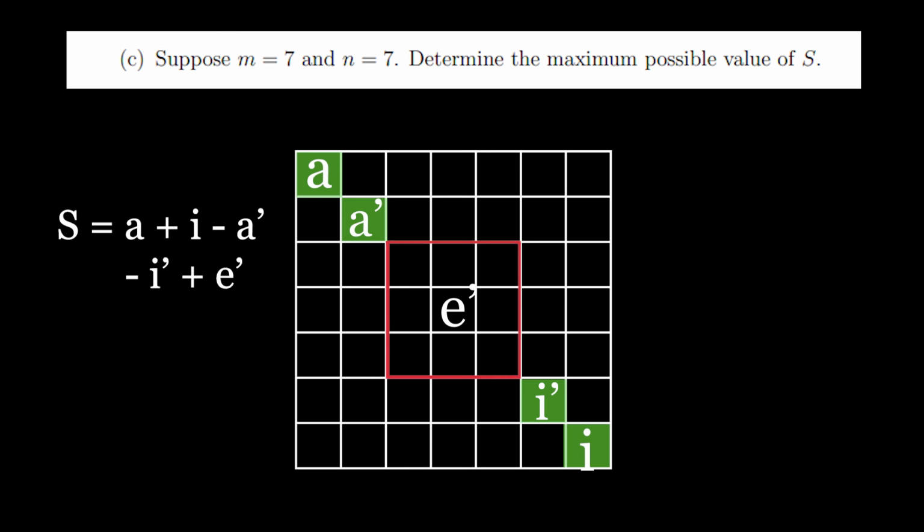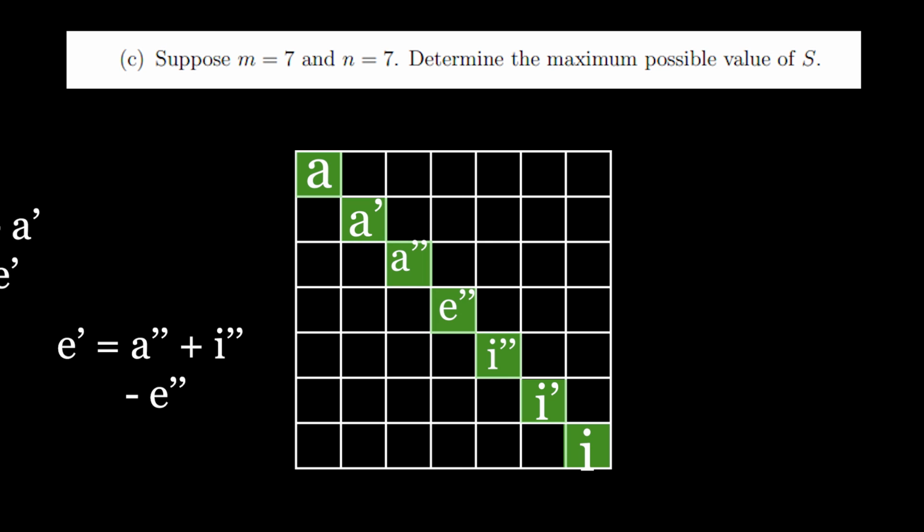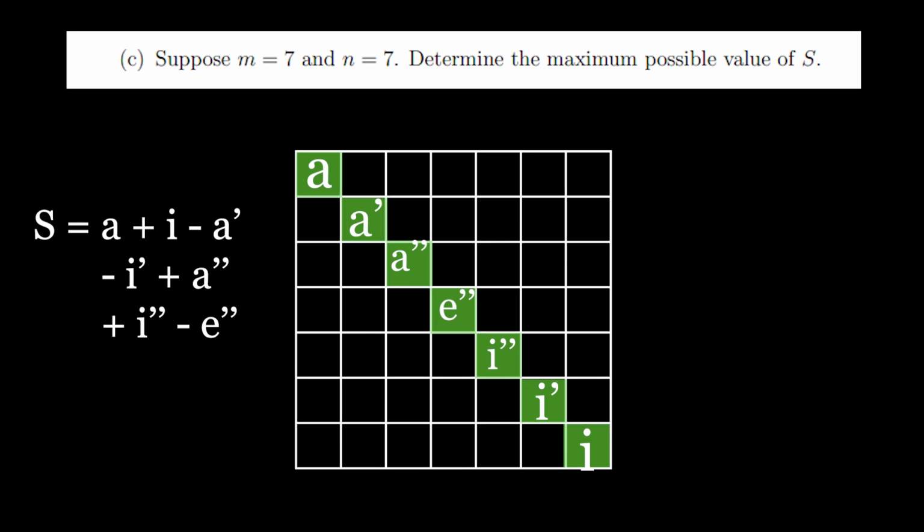Now E' here represents this 3 by 3. So let's do it one more time. Label each square as A'', B'', and all the way to I''. And I'm gonna skip this part since it's basically the same as question B. We arrive at E' equals A'' plus I'' minus E''. Substituting it back to the original equation, and we finally have S equals A plus I minus A' minus I' plus A'' plus I'' minus E''.